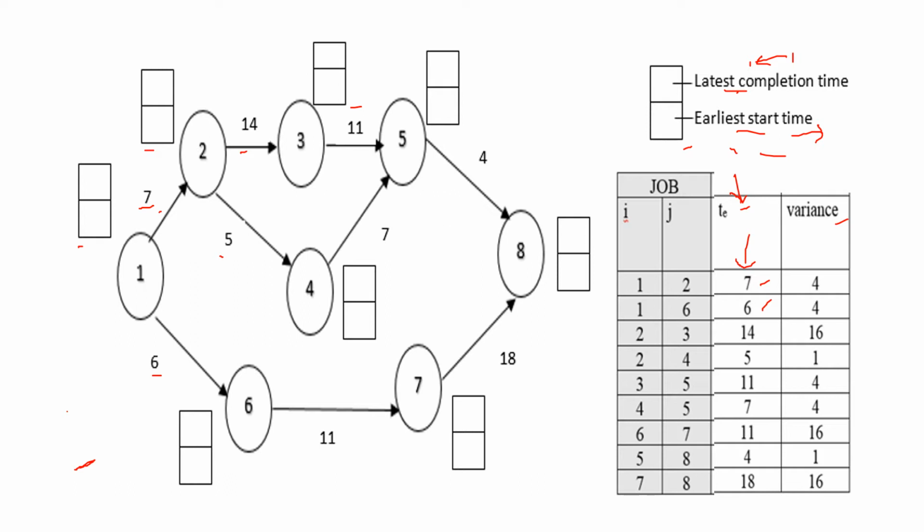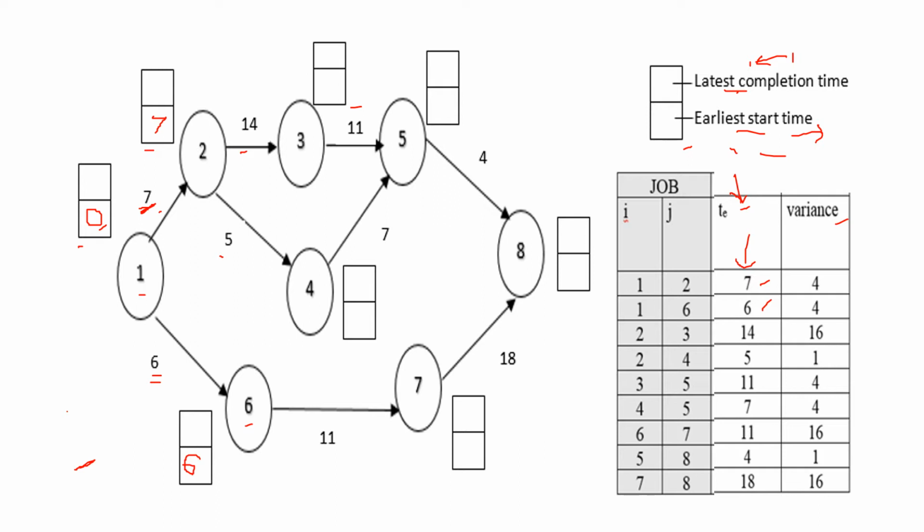So for the first node, always the earliest start time is 0. Now come to node 2. 0 plus 7, activity is 7, right? So write 7 here. Now for this node 6, 0 plus 6, that is 6. Okay.